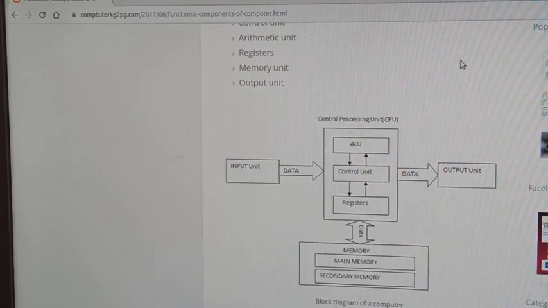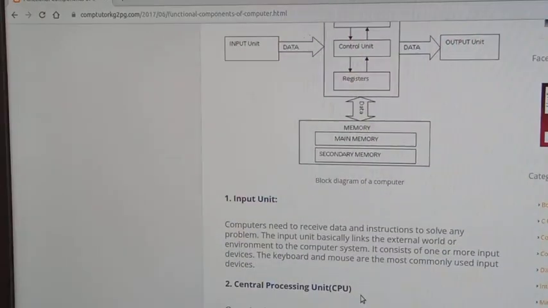So this is only the explanation for this figure. So we can read one by one. Look at the first one, input unit. The computer needs to receive the data and instructions to solve any problem. The input unit basically links the external world or environment to the computer system. So I already explained what this input unit is.